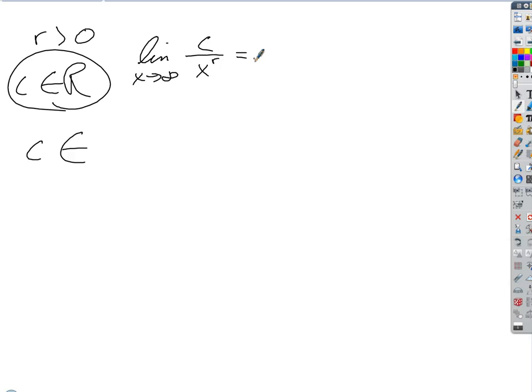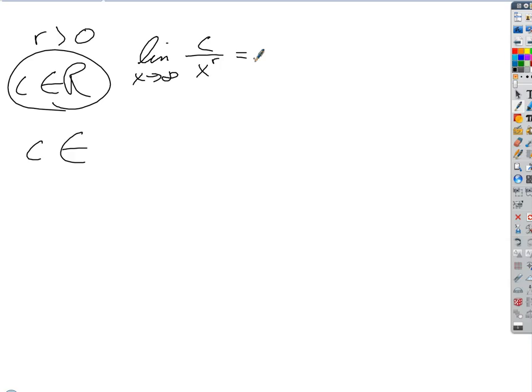So I want to know what the answer to this is. If C is just some real number and R is a positive real number, what do you think you're going to get? Wouldn't it be infinitely close to zero? Okay, why? Because no matter what C you pick, like negative 20 or 2, that x is going to increase a lot faster, because of the exponent R. And C won't even increase at all. So as x increases, it'll just be closer and closer to 0.